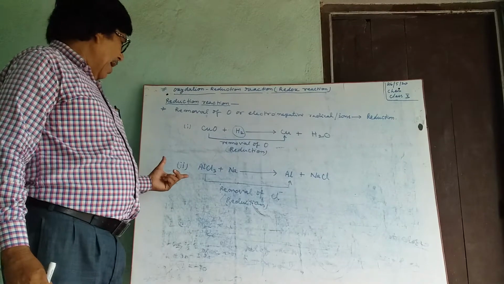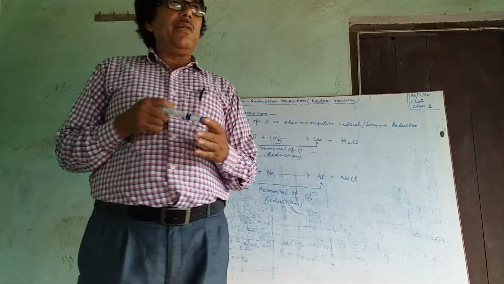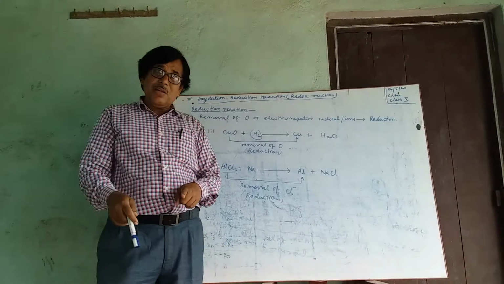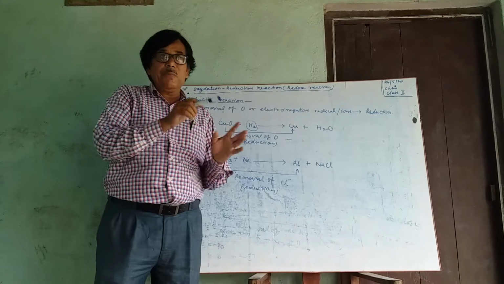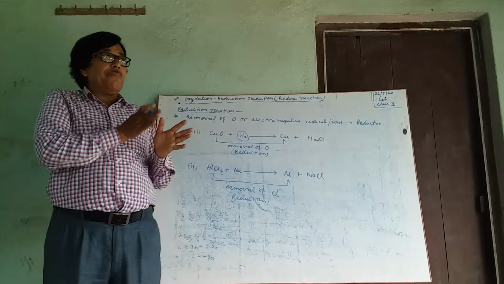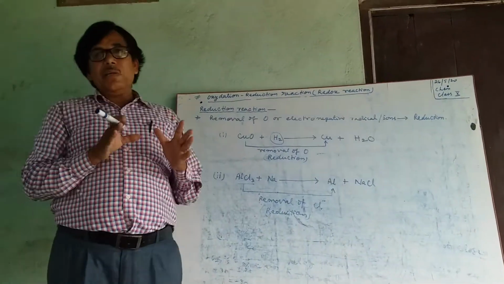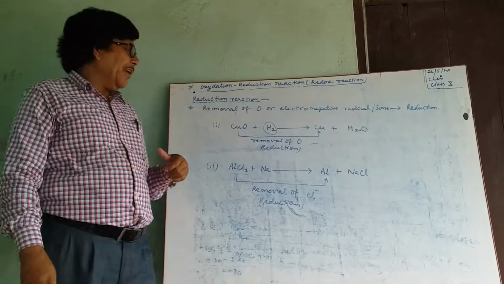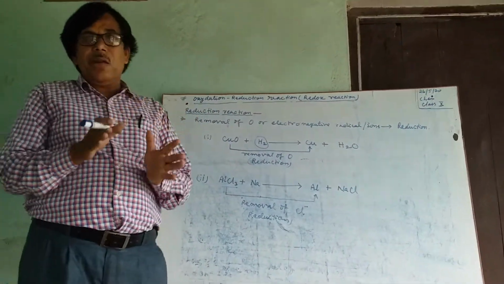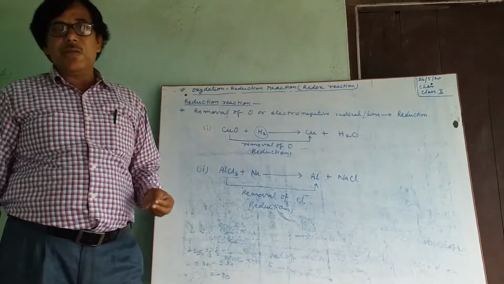We have already discussed that oxidation and reduction reactions take place together. If there is oxidation, there must be reduction. If there is reduction, there must be oxidation. But we have studied and discussed this separately to make the task easy. Now we will take, in another video, how oxidation and reduction occur together by taking one or two examples.